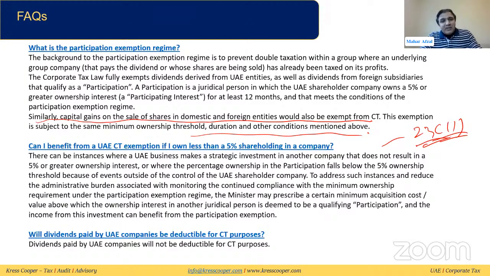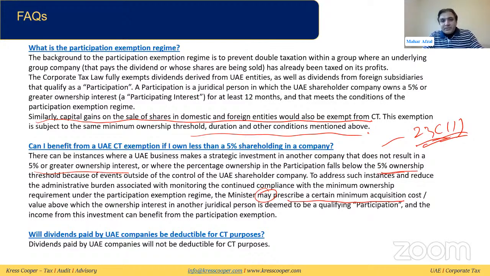There can be instances where a UAE business makes a strategic investment in another company that doesn't result in a 5% or greater ownership interest. There is a possibility where the percentage ownership falls below the 5% ownership threshold because of events outside the control of the UAE shareholder company. To address such instances and reduce the administrative burden associated with monitoring continued compliance with the minimum ownership requirement under the participation exemption regime, the minister may prescribe a certain minimum acquisition cost.